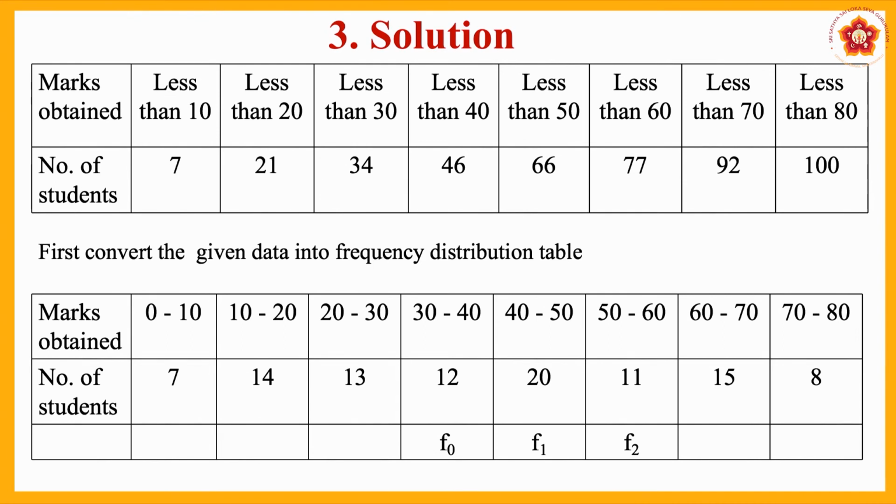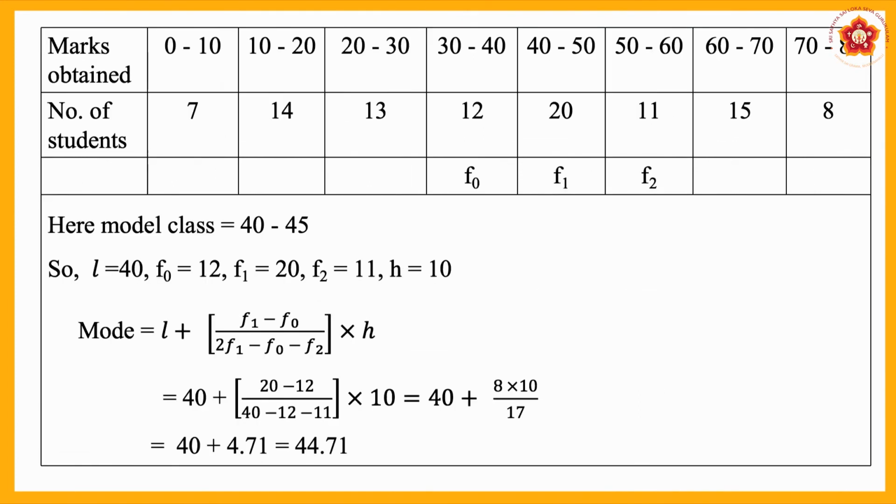Now you have to find the mode. So first of all you have to find which is the modal class. Modal class is nothing but having the highest frequency here. Therefore here 20 is the highest frequency, therefore the modal class is 40 to 50. Now therefore f1 becomes 20, f0 becomes 12 and f2 becomes 11 and h, the size of the class, becomes 10.